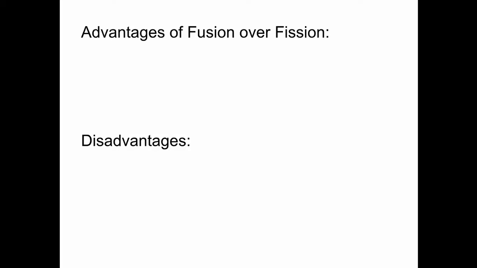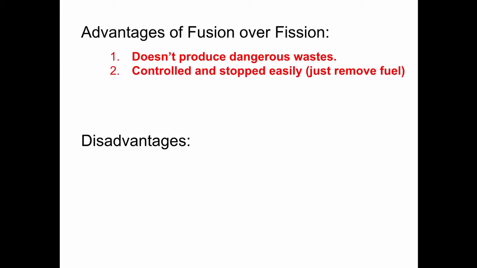Oh, you can get hydrogen just from water. So you can take water, dissociate it into hydrogen and oxygen, and use the hydrogen in the reactor. So if we were able to do this, it would be awesome. It would not produce dangerous wastes, guys. It can be controlled relatively easily by just removing the fuel. And basically we have an unlimited supply of hydrogen available.